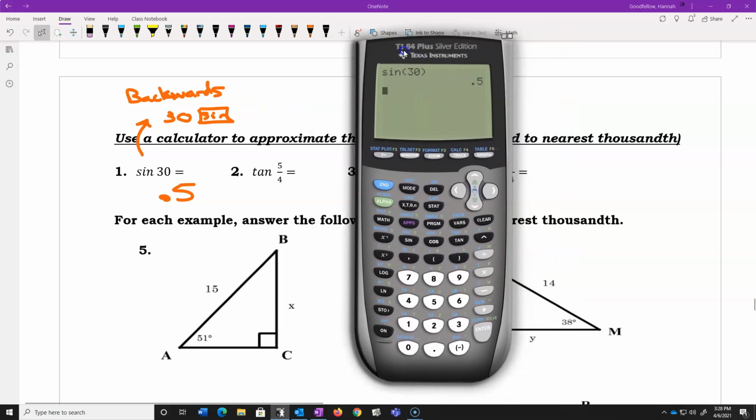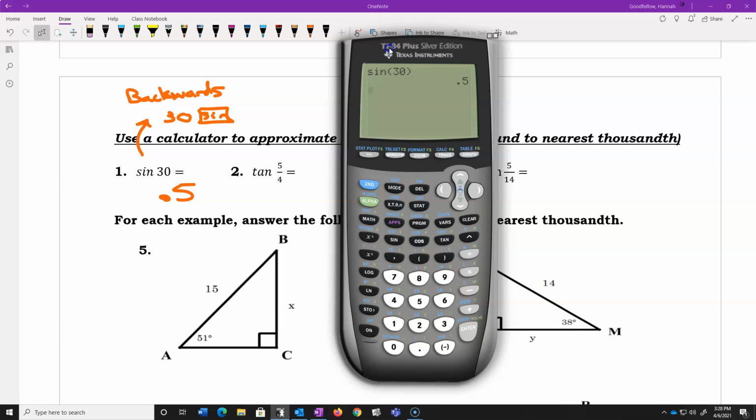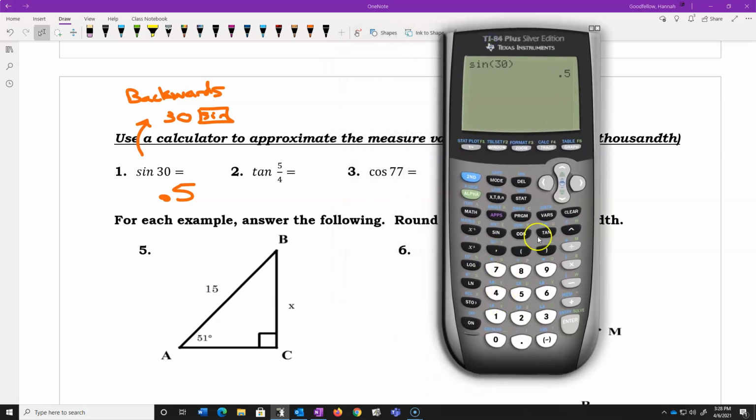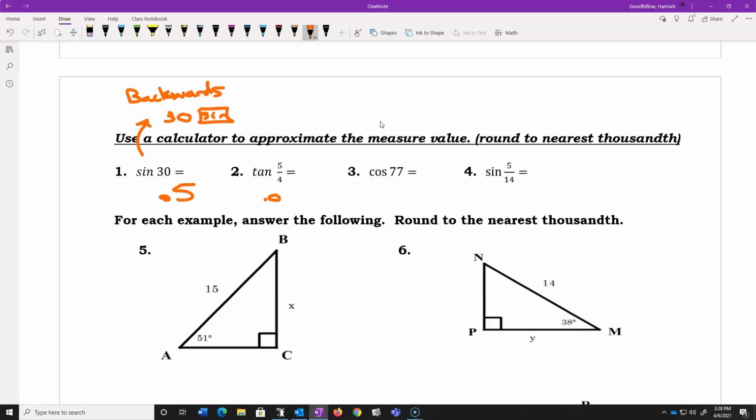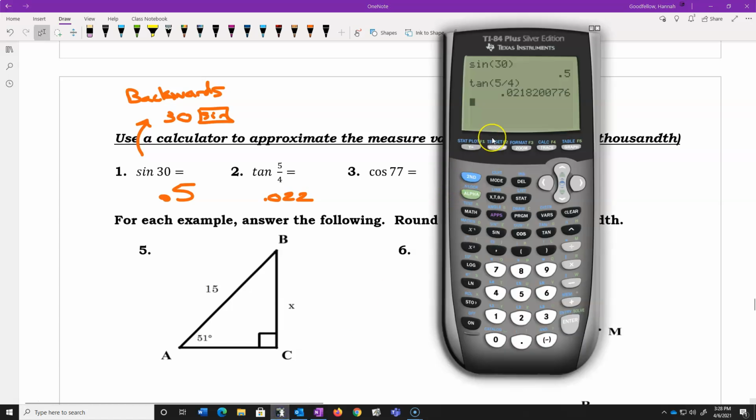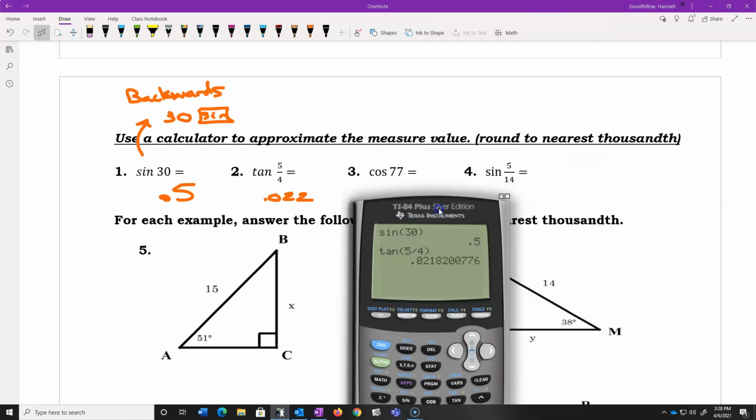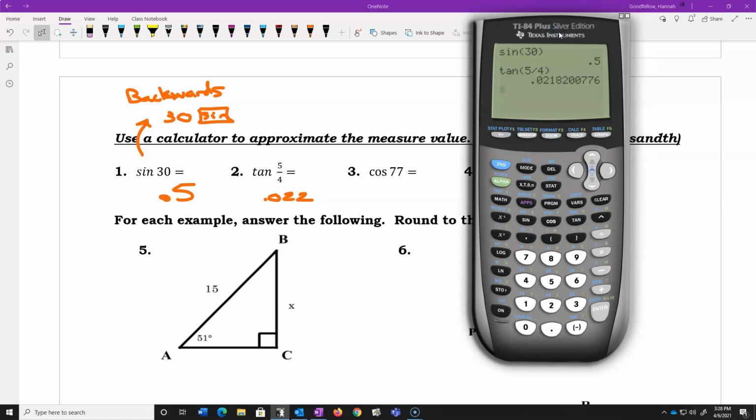Okay, the next one. If you are in the right degree mode, you should have gotten 0.5. If you do the tangent one that's here, tangent of 5 divided by 4, you should get the same number that I get here, which is 0.022. So we're going to go at least 3 decimal places. I think that's what they want, the nearest thousandth. So 0.022, and I rounded the 8 up to the next one. Cosine of 77 should look like this. That would be 0.225.